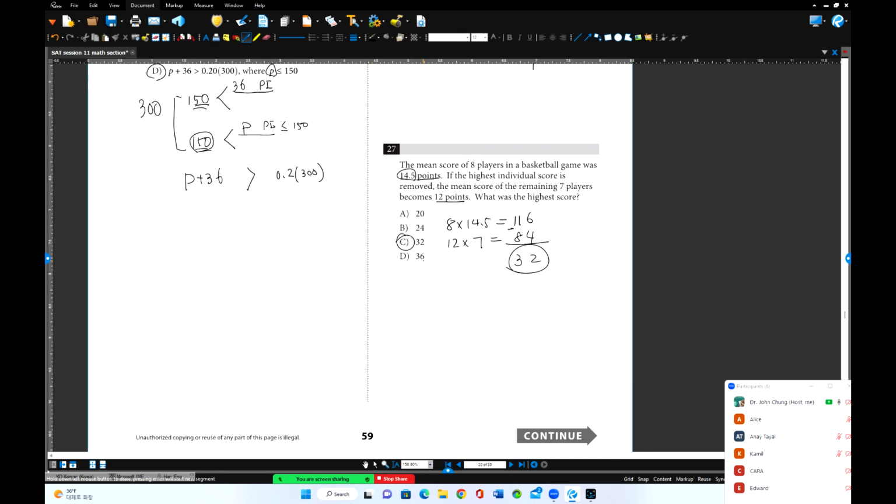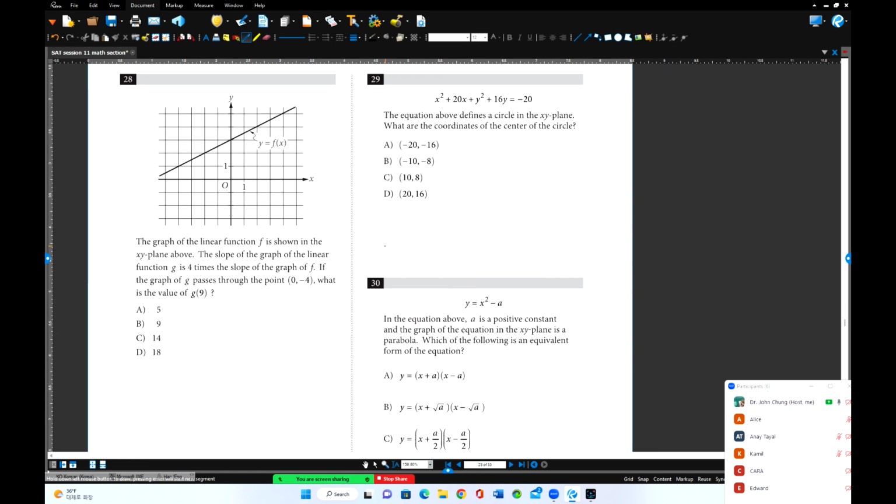This guy is out. Number 28. What is the value of G of 9? G passes over here. I'm going to read over here. The slope of the line, a linear function G, is 4 times the slope of the line F. Line F's slope is what? 1 over 2, right? 4 times 1 over 2 equals 2, isn't it?